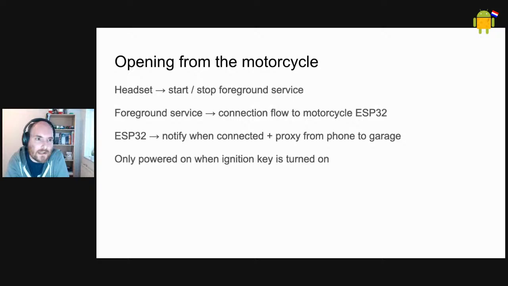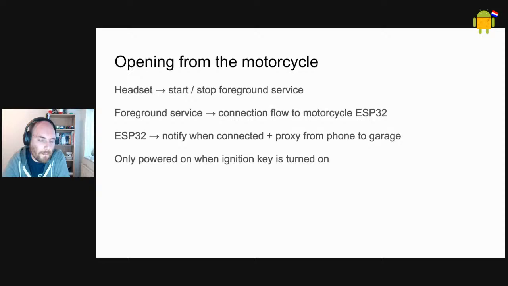So this is what it looks like now. I turn on my headset. That starts a foreground service. That foreground service starts to connect to the motorcycle microcontroller, more or less using the same connection flow pattern that I had before. Then as soon as that microcontroller is connected to my Wi-Fi and has the WebSocket up, it will send a notification over a characteristic. Like if you were at the last meetup, then Frank told you all about this. So it will send a message to my phone that it's connected, and then my phone can write back over Bluetooth to that microcontroller, and that will then pass that message on to the garage using a WebSocket.